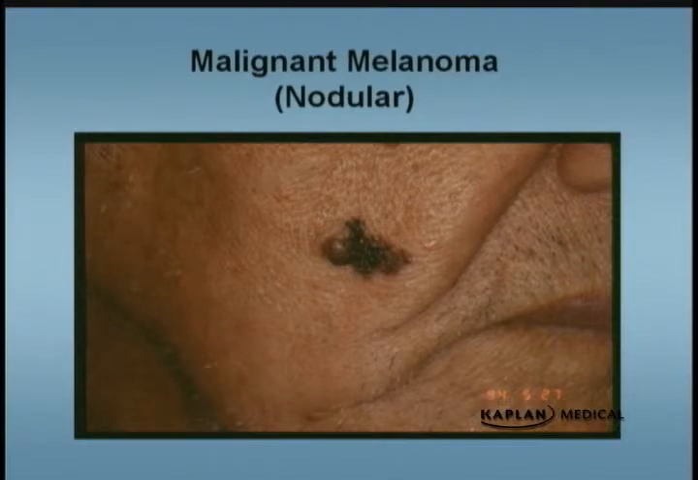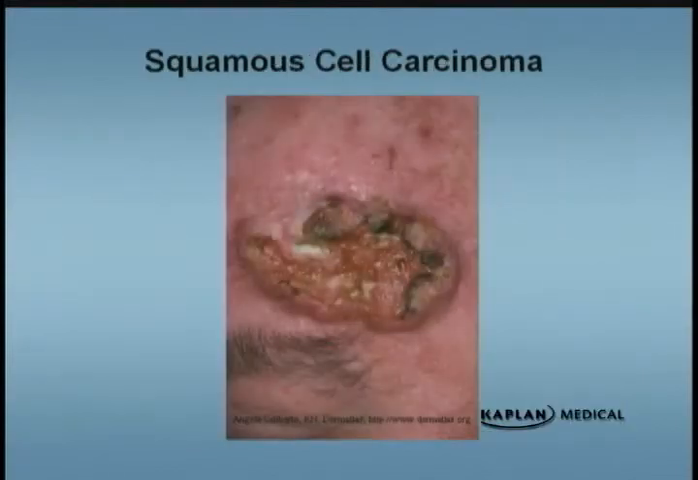Melanoma. This is how you know it's going to kill you. If it's symmetric, round, and smooth, it's not that big a deal. Biopsy it and remove it.